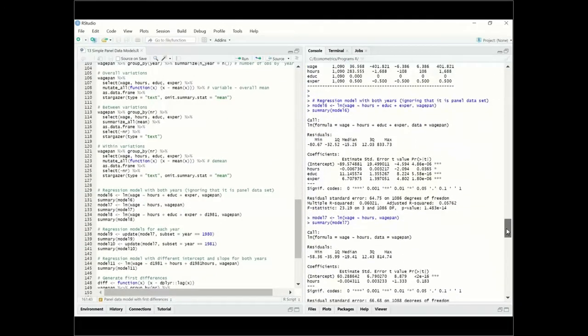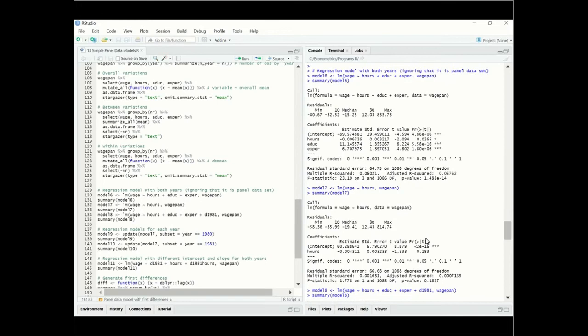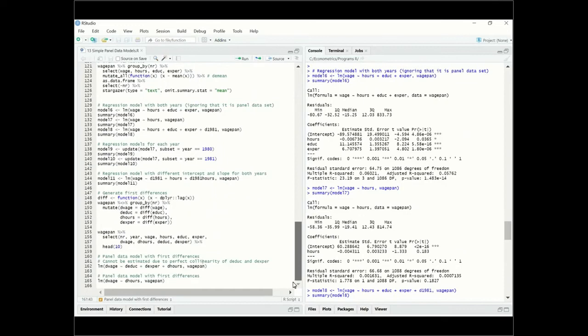Okay, so now these are the different variations. So let's go ahead and now start estimating different regression models. So let's first just explore the data a little bit and estimate different types of models. Here we would have a regression model with both years in, ignoring that it's a panel data set. So what we're going to do here is estimate a model of wage regressed on hours, education, and experience. So this is the model that we are going to have here.